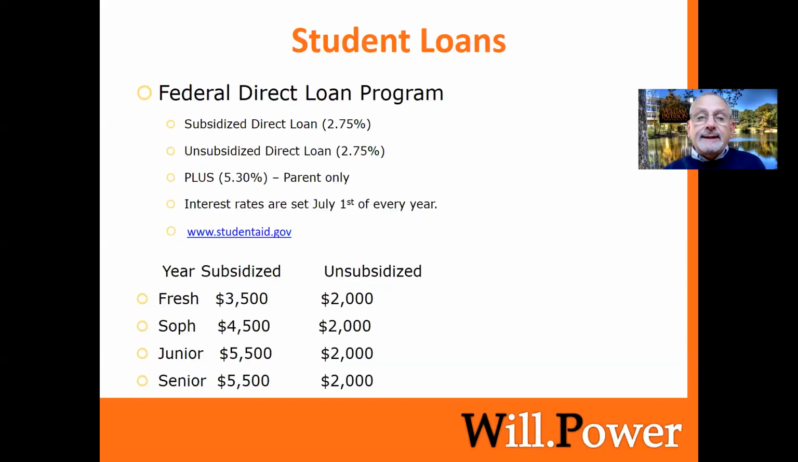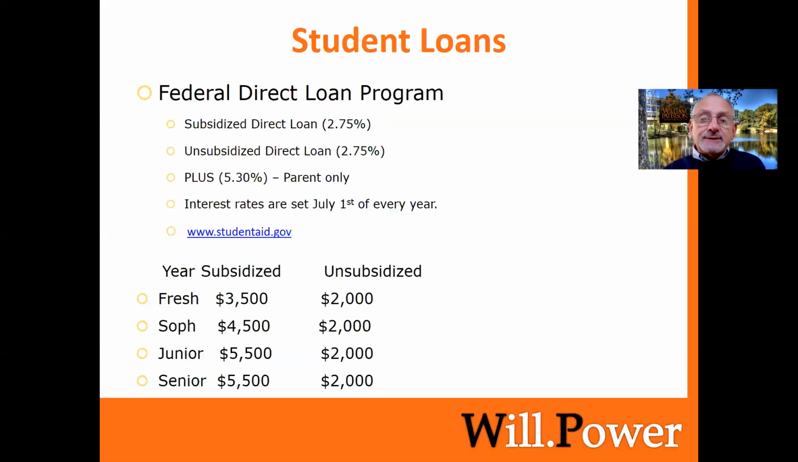One way to get around that is to pay quarterly interest payments on that loan. Once your loan is dispersed, you'll receive notification from your loan servicer, and you can contact them and say, I want to pay interest payments on my unsubsidized loan. If you do that, it'll be just like having a subsidized loan. And when you graduate, you won't owe any interest.